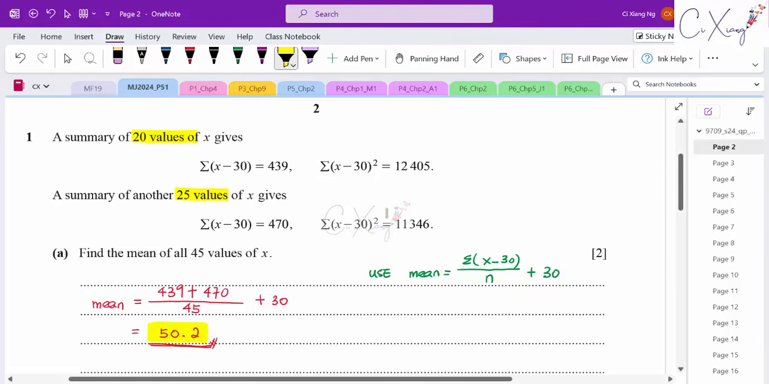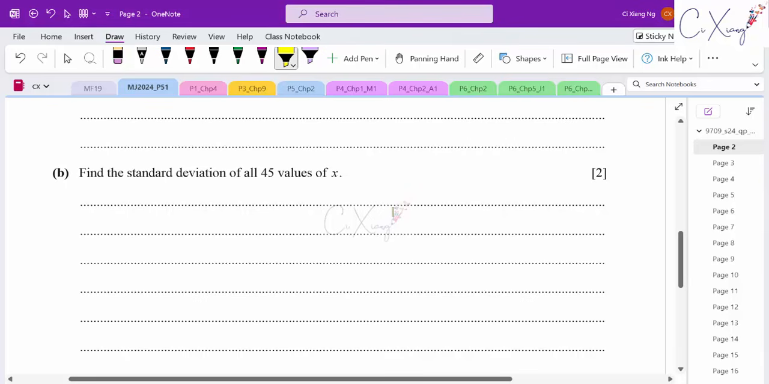Okay, so let's look at part B. The same thing happens here. They want us to find the standard deviation for all the 45 values of x. So again, let us recall the general formula for standard deviation by using the coding method: the square root of summation of (x minus 30) squared divided by n, minus summation of (x minus 30) divided by n, and square this whole term. So this is the general formula.